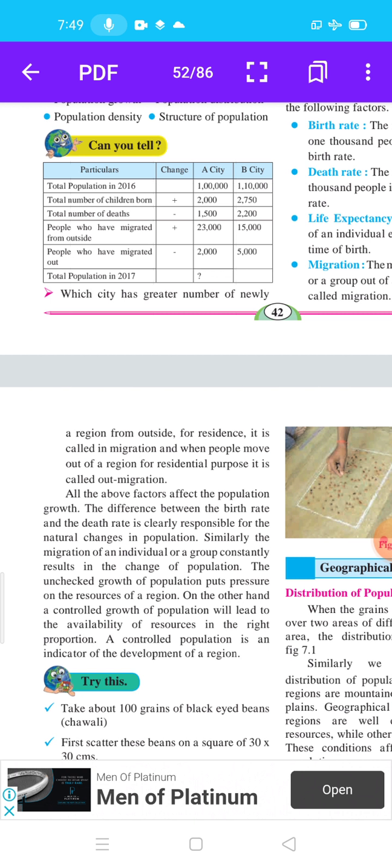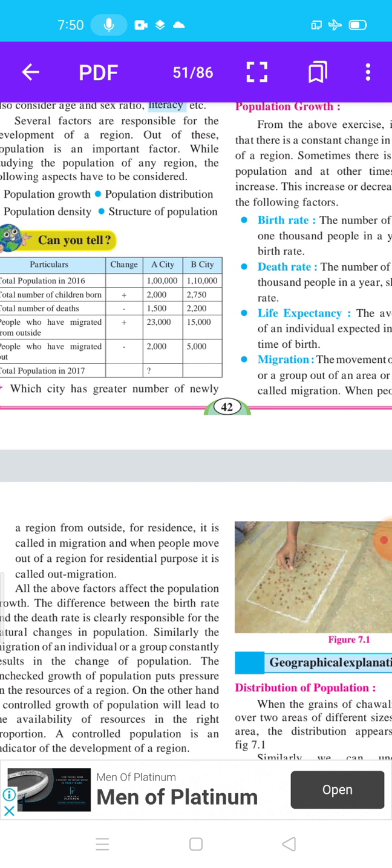Here is the difference between in migration and out migration.